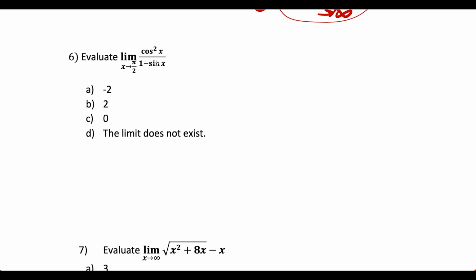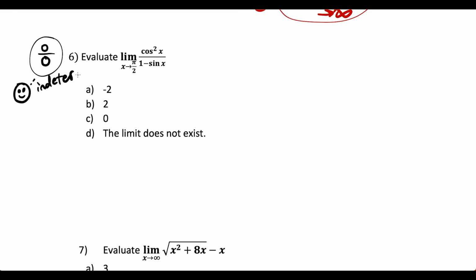So question 6, we have this limit here. And the first thing we could try is just plugging in pi over 2. But if we do that, we're going to have cosine pi over 2 is 0, and 0 squared is 0. And then on bottom, sine pi over 2 is 1. 1 minus 1 is 0. So this is one of our indeterminate forms.